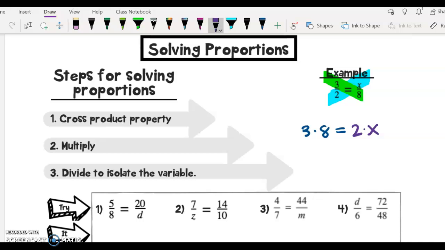Now we're going to simplify that. So 3 times, and actually multiply. So 3 times 8 is 24. And 2 times x, we just keep as 2x.